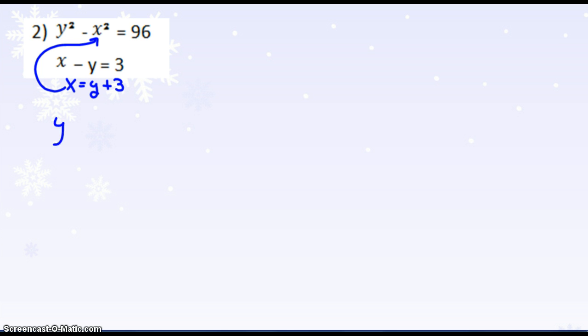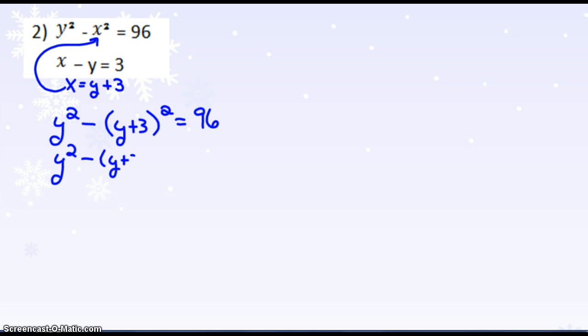So you'll have y squared. Notice the minus sign. Y plus 3. Make sure you're squaring. Equals 96. So the hardest part of these is just keeping track of all the different negatives and positives. So first thing I'm going to do is double distribute, making sure I have a parentheses there, because I'll have to deal with the negative next.